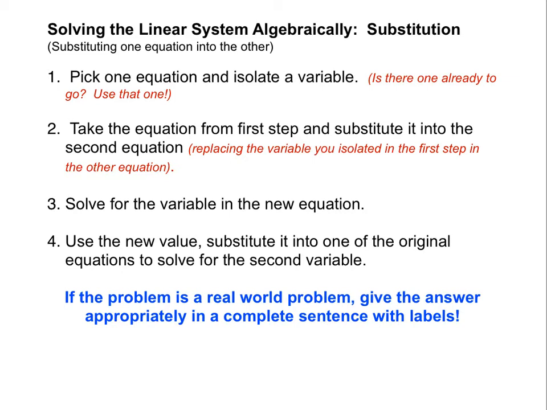In step 3, we're going to solve for the variable now that this new equation created in step 2 is all just in the same variable. We're going to be able to solve for it. Solving will entail reversing orders of operations. We'll also have to do a little bit of simplifying along the way in that step as well. In the fourth step, you're going to take the result in step 3, which is the value of the new variable, and put it into one of the original equations so that you can solve for the second variable. If the problem is a real-world problem, you're going to want to use your answers and give labels and answer in a complete sentence.